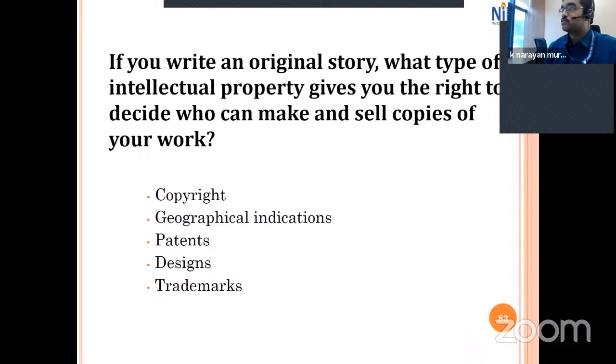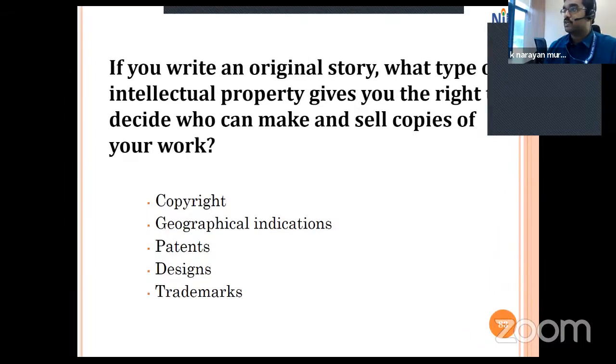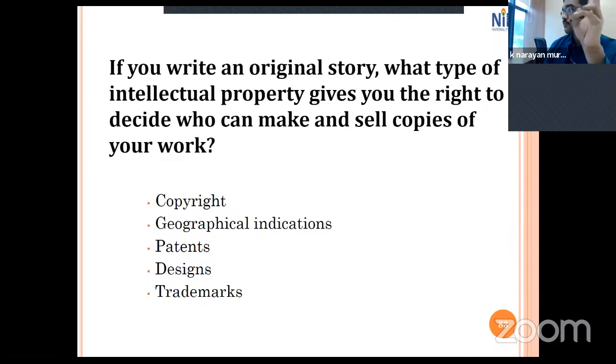If you write an original story, what type of intellectual property gives you the right to decide who can make and sell copies of your work? Some of the keywords over here are story, make and sell copies of your work. So it would come under copyright. Yeah, it would come under copyright. Aishwarya, Pratik, Mansi, yes. The answer is copyright.